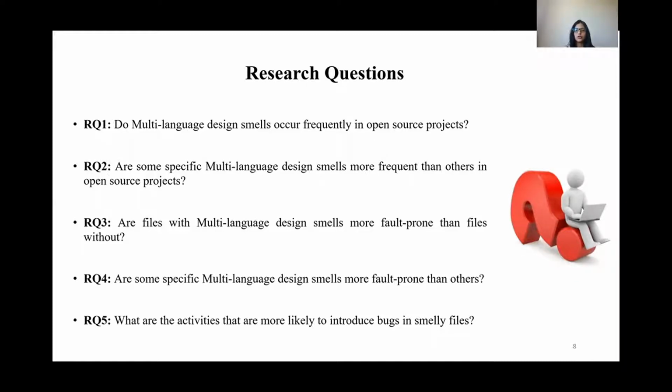In the third research question, we are investigating if design smells are more fault-prone than files without smells. In the fourth research question, we are investigating if some specific types are more fault-prone than others, while in research question 5, we are investigating the activities that could lead to bugs once performed in smelly files.